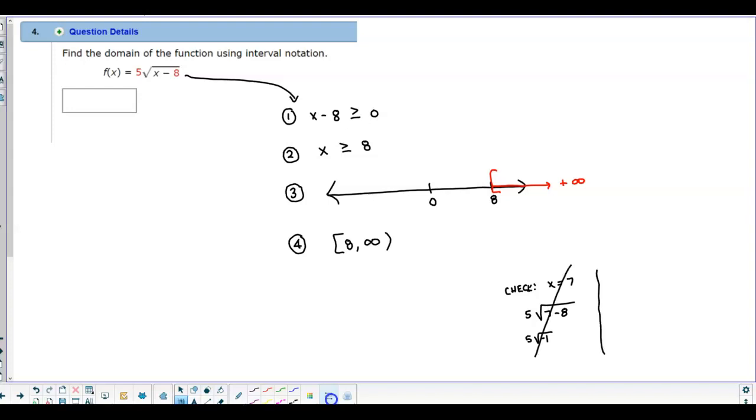Okay, let's see what happens when we put in 8. So we have 5 times the square root of 8 minus 8. Well, the square root of 8 minus 8 becomes 0. And the square root of 0 is 0. So 5 times 0 is 0. So therefore it works. So as you can see, anything lower than 8 doesn't work, but anything that equals 8 or above is going to work. So that is the domain of that function.